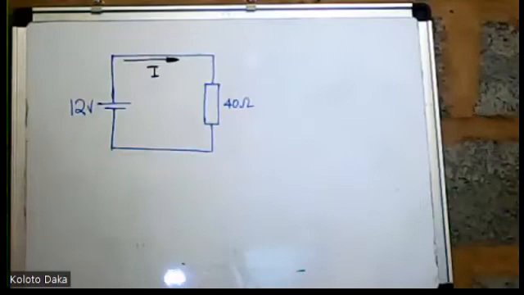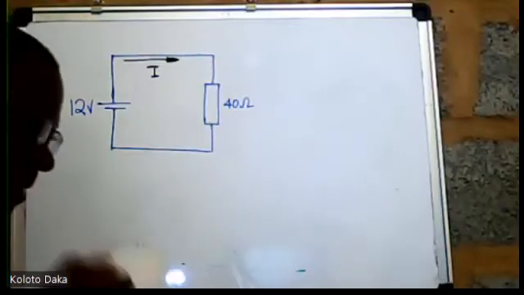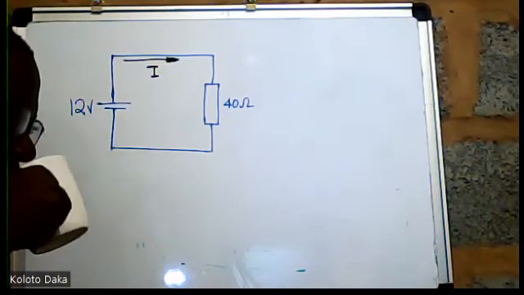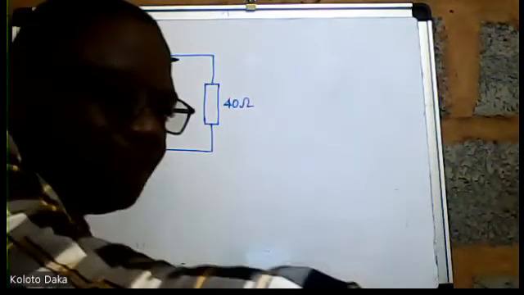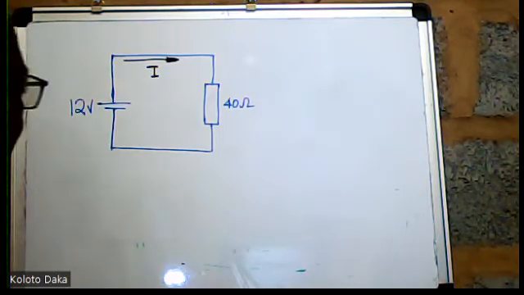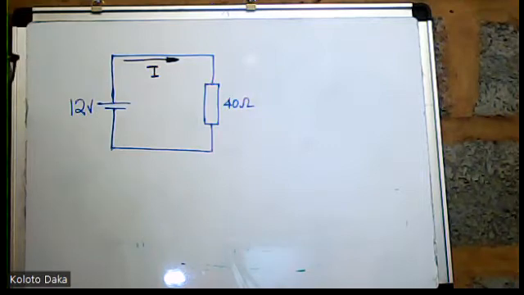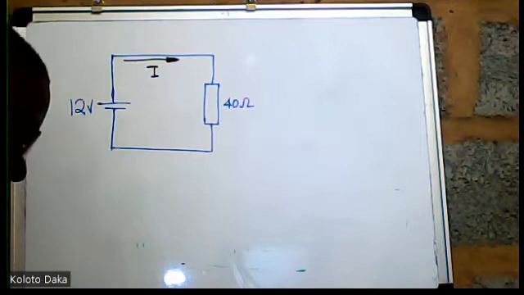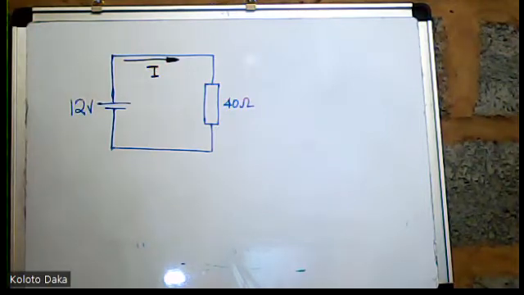Now, what are the questions? What is the question after this? What are we supposed to find? Read the question. Determine the current flowing in the load. The power consumed and the energy dissipated. Determine the current flowing in the load. Good.